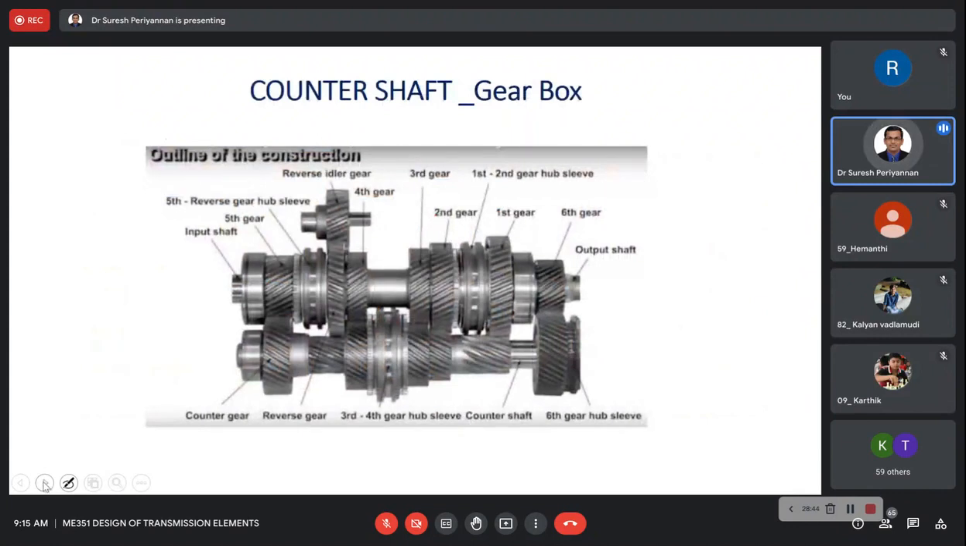Okay. Now the counter shaft, I have shown you a video earlier. It's a clear explanation. This is a counter shaft. This is the input shaft, this is the output shaft, and in between is the counter shaft. The counter shaft is connected to multiple gears. So based on our requirement, the speed is reduced with the help of the counter shaft mechanism when connected to the appropriate gears.